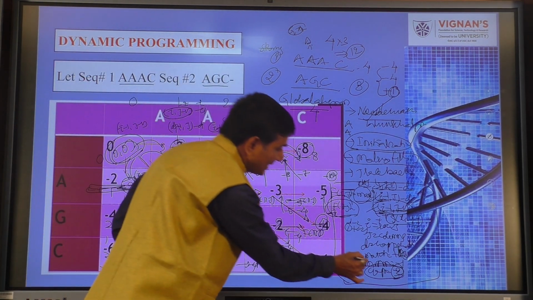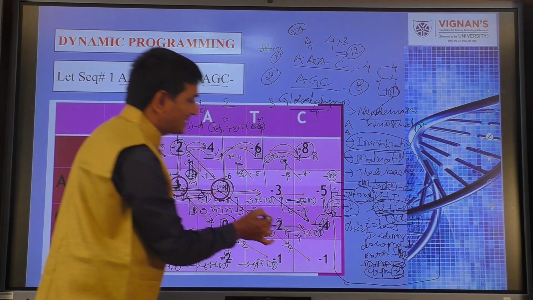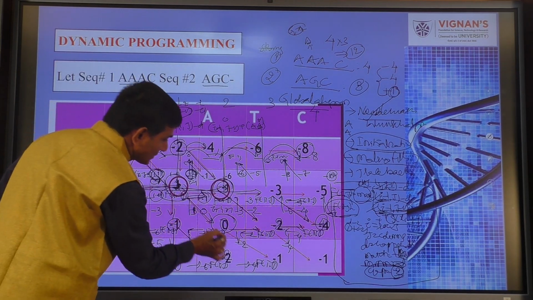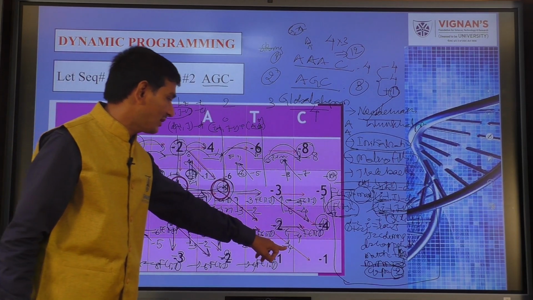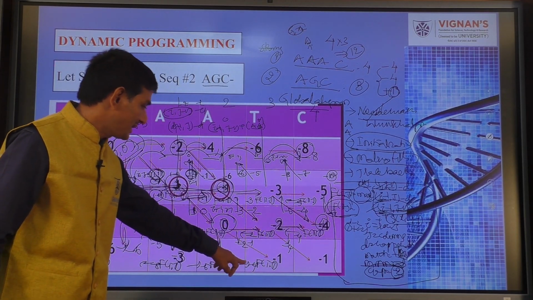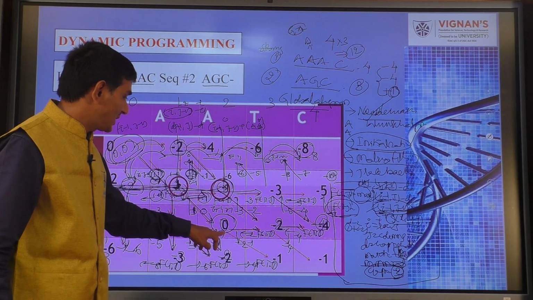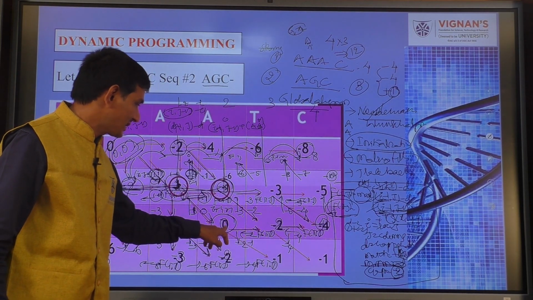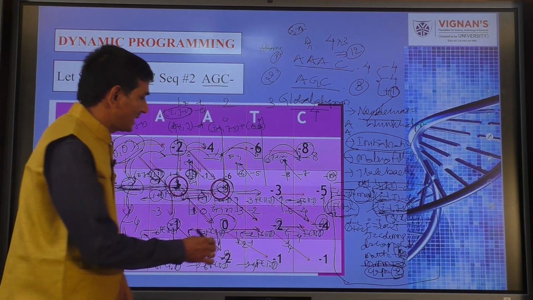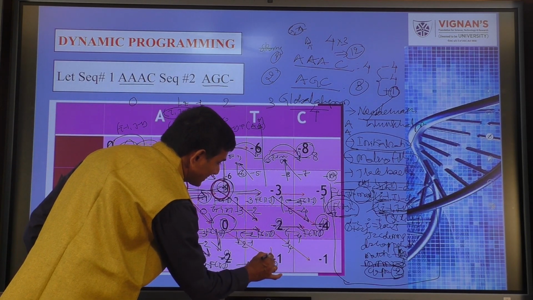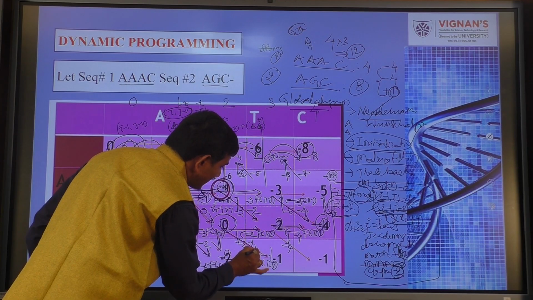So, C versus T is a mismatch, and a mismatch is assigned a value of minus 1. So, 0 plus minus 1 is minus 1. The change in row has given us a value of minus 4, the change in column has given us a value of minus 4, and the change in both row and column has given us a value of minus 1. So, the maximum of these three values is minus 1. So, this cell in the matrix table is assigned a value of minus 1, and then the direction.